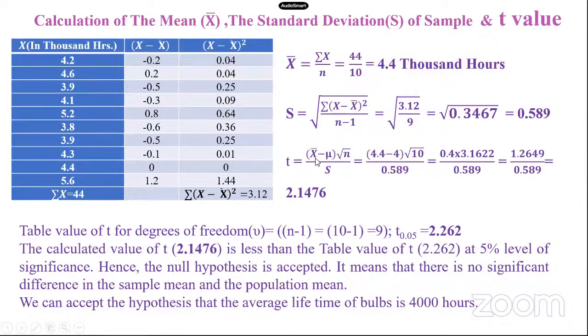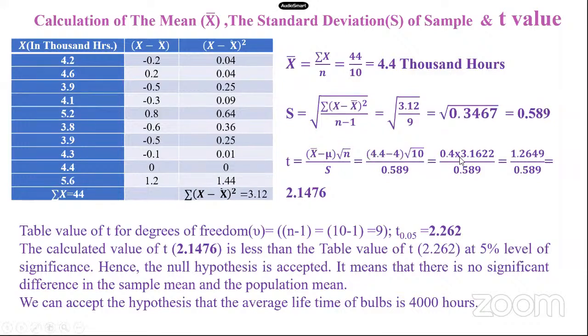Now go on to calculate the t value. The t value is equal to the mean of the sample minus the mean of the population, into root of the sample size, divided by the standard deviation. So the sample mean just calculated is 4.4 thousand, minus the population mean already given, 4,000 hours. So 0.4 into root 10, divided by s, the standard deviation just calculated, 0.589, is equal to. Put the values and get the answer.